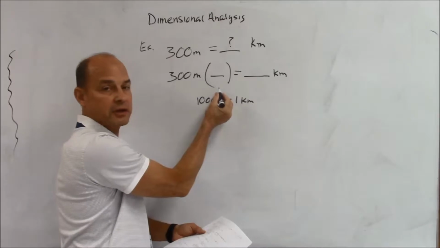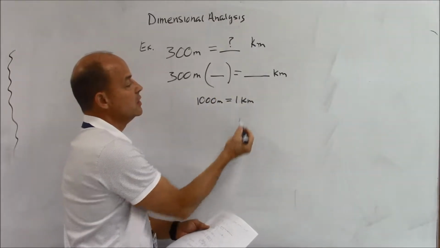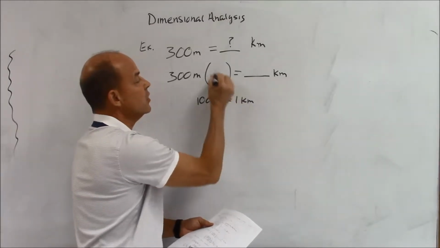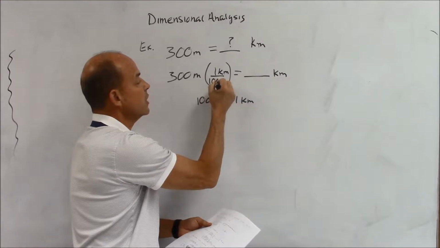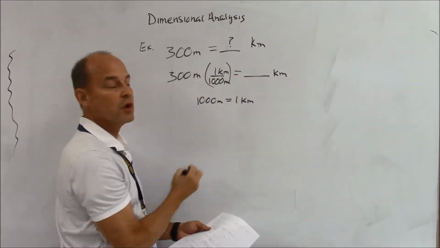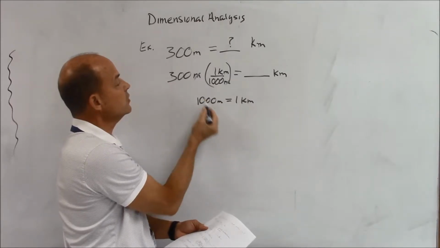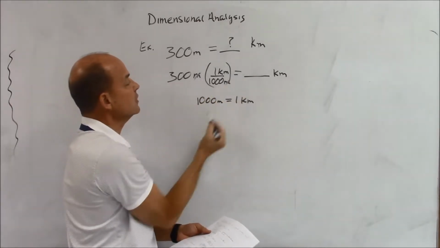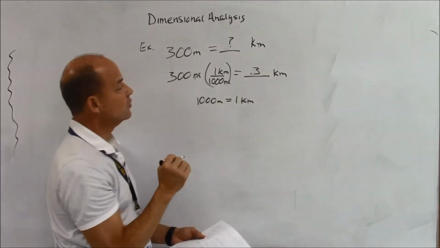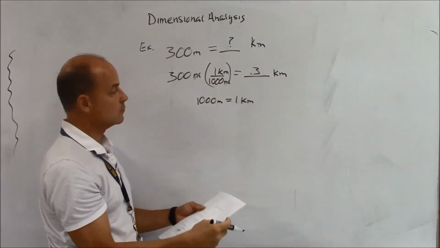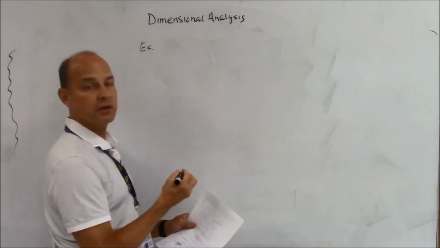Now, which one goes on top and which one goes on bottom depends on what you want as the result. So if you want kilometers as the result, then kilometers goes on top and meters goes on the bottom. This is because you want the meters to cancel. So when you look at this, all you're really doing is dividing 300 by 1,000 to get your answer. And so 300 meters is 0.3 kilometers. Okay?